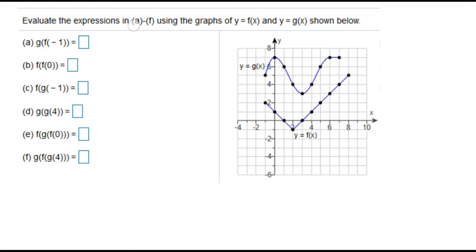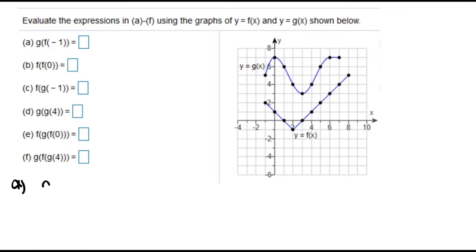Evaluate the expressions in A through F using the graphs of y equals f of x and y equals g of x. So we're given this g of x graph and this f of x graph, and we're asked to answer these questions. With these questions, this is the operation of composition, g of f of -1, and we're just going to follow the symbols to find the answer for these.